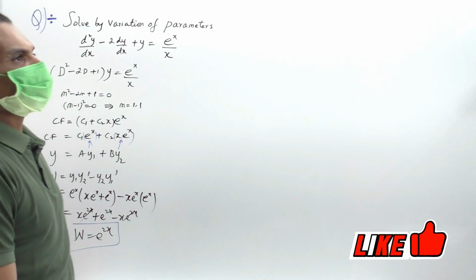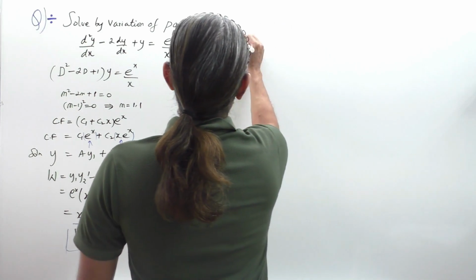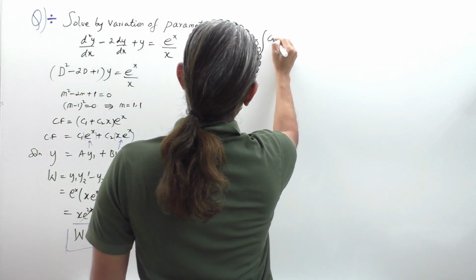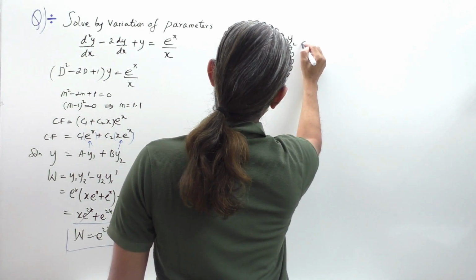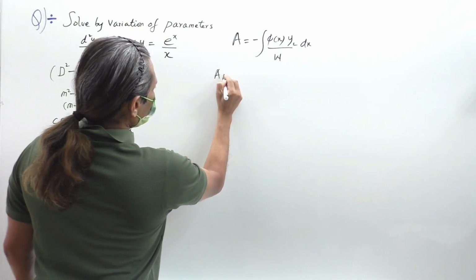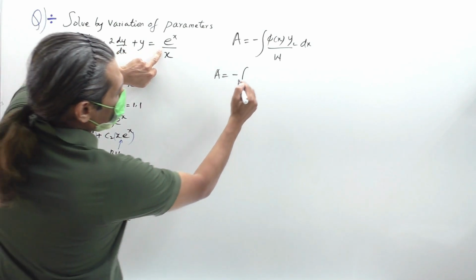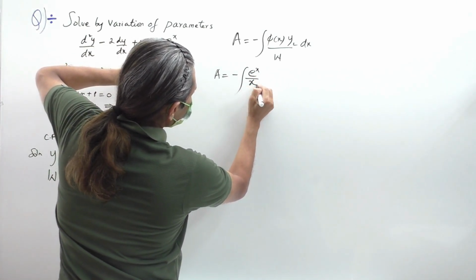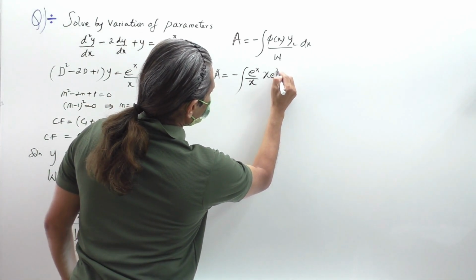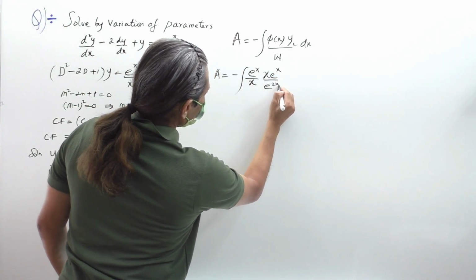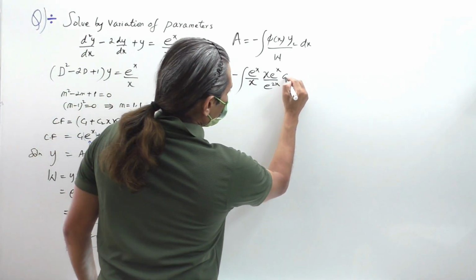The next step: to complete the solution we need a and b. For that we use W. The formula for a is minus integration of phi of x into y2, whole over W, dx. That will be a is equal to minus integration of, what is phi of x? The RHS, that is e^x by x. What's y2? y2 is x e^x, upon W, which is e^2x, what I found out. And this is going to be a very simple integration. Okay, I'll add dx here.